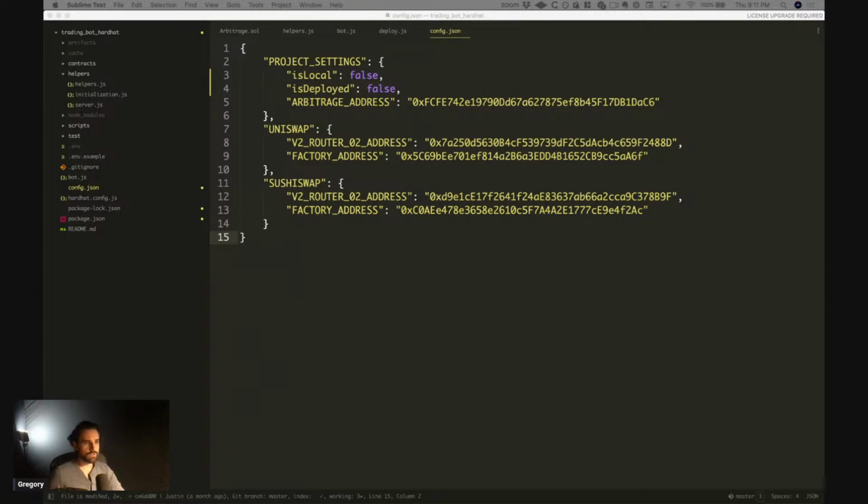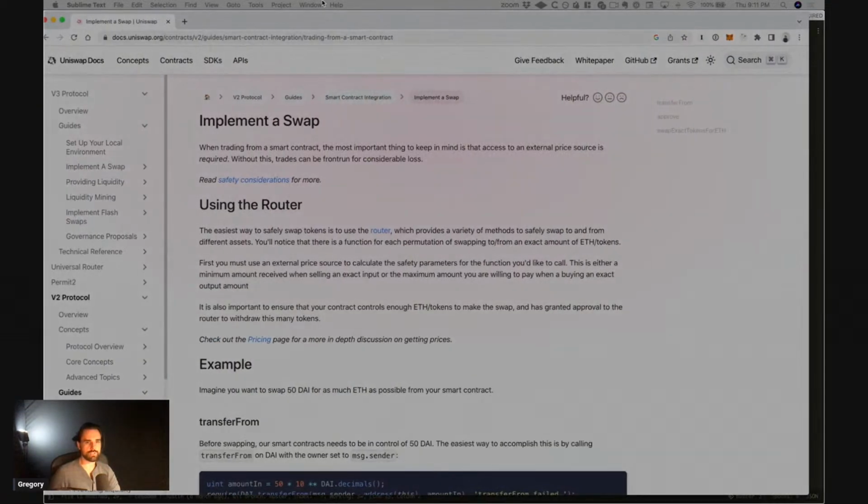How do I know to use swapExactTokensForTokens? So that's the Uniswap version 2 docs. Basically, any exchange that you're going to support, you need to make sure that you get very familiar with their documentation. So like on Uniswap, you can just see how to implement a swap.